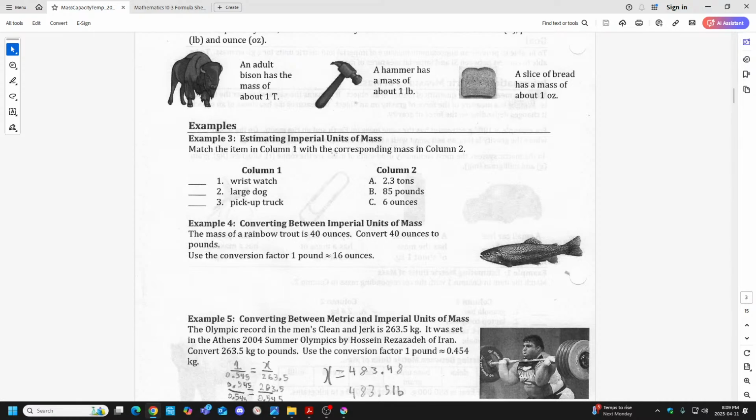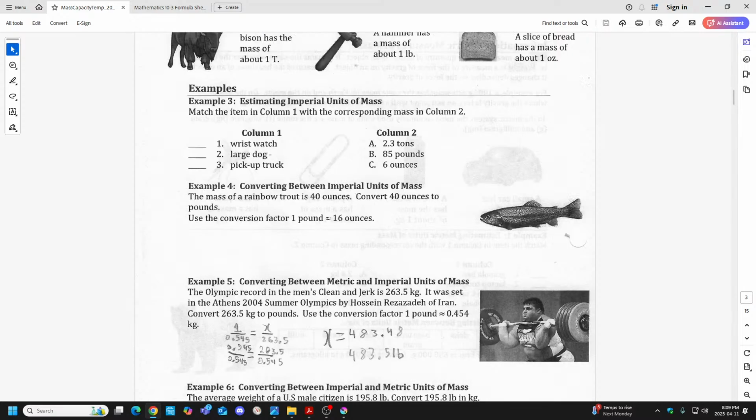All right, so here we go. We've got some examples. A wristwatch. Everybody should know what a wristwatch is. A lot of people wear wristwatches, and that's awesome. I love them myself. I don't have one, but especially nowadays, with everybody with their smartphones, you don't commonly see somebody wearing a wristwatch. But I think an intelligent person would probably be wearing one. I don't know, but that's awesome if they're wearing one. A large dog. We know a dog has a bit of weight. And then a pickup truck, right?